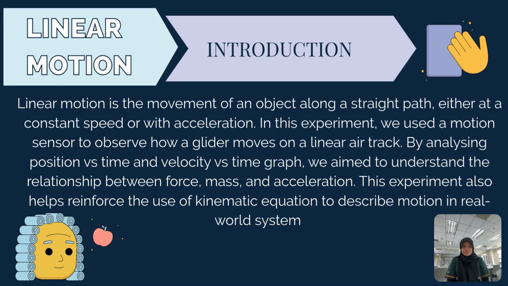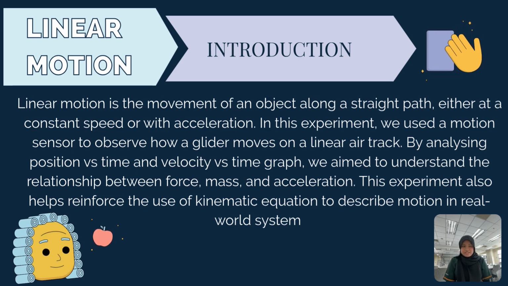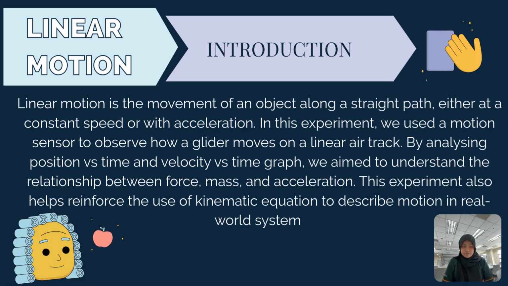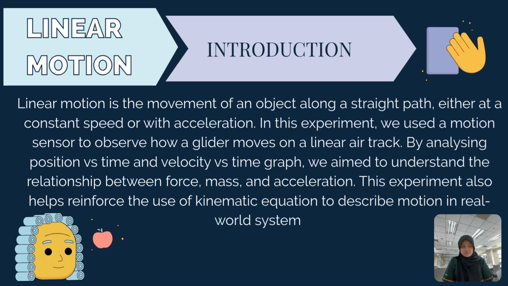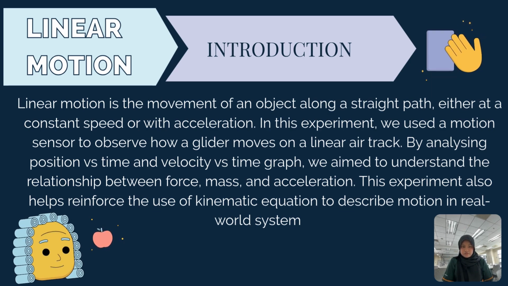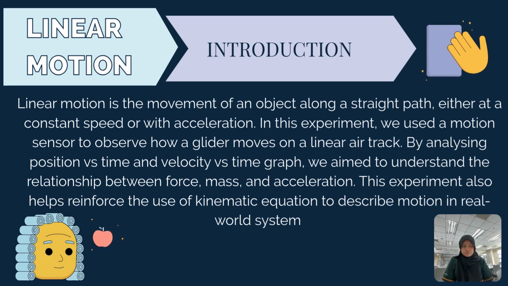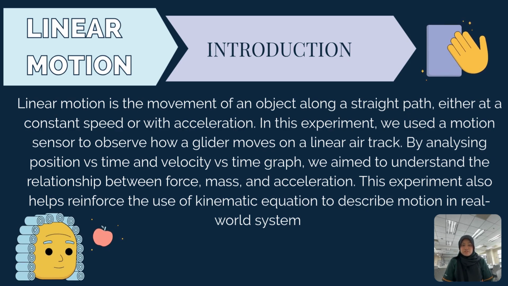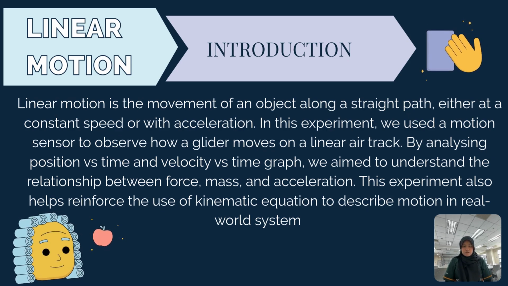Linear motion is the movement of an object along straight paths either at a constant speed or with acceleration. In this experiment, we use a motion sensor to observe how a glider moves on a linear air track. By analyzing position versus time and velocity versus time graphs, we aim to understand the relationship between force, mass, and acceleration. This experiment also helps reinforce the use of kinematic equations to describe motion in real-world systems.